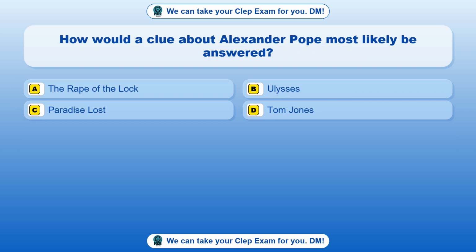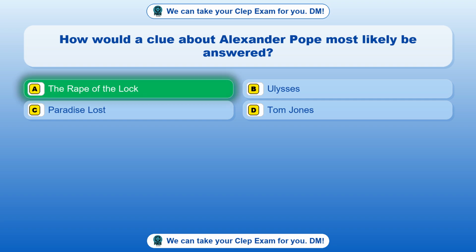Question 7. How would a clue about Alexander Pope most likely be answered? Option A. The Rape of the Lock. Option B. Ulysses. Option C. Paradise Lost. Option D. Tom Jones. The correct answer is option A.